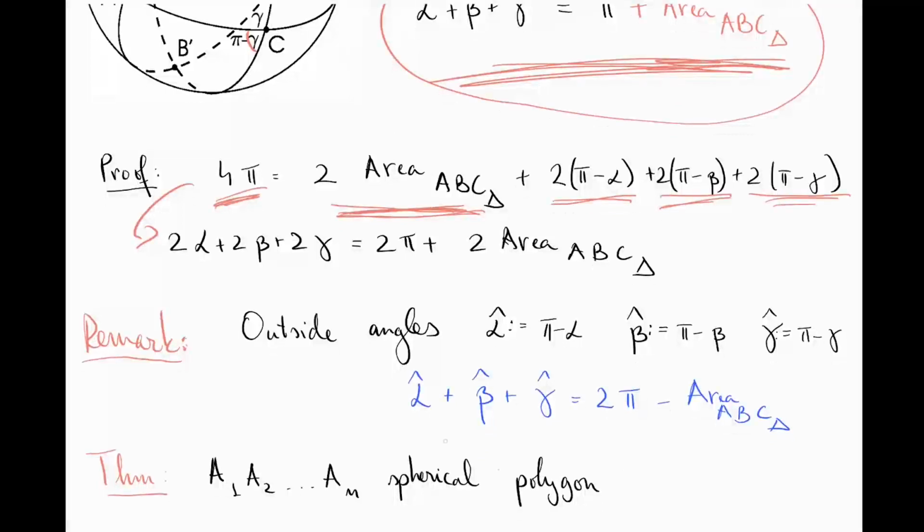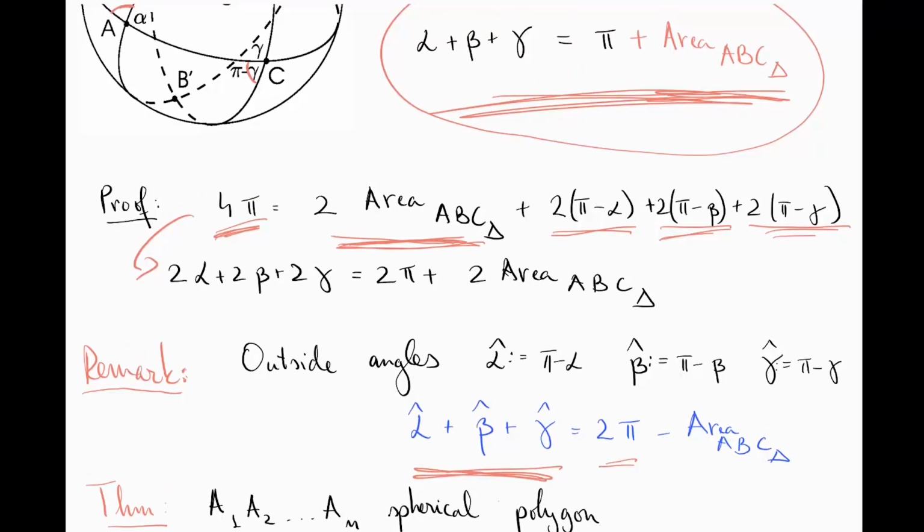So if you want to get the sum of the outside angles, so in this case alpha hat, beta hat, and gamma hat, if you sum them all up, it has to give you 2 pi minus the area of the ABC. You get this really quickly from this formula over here on the top.